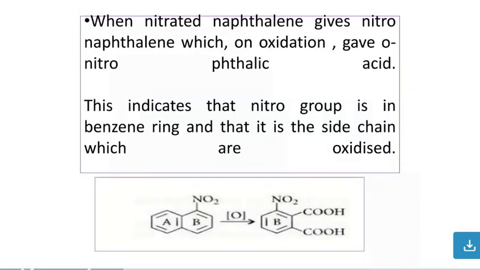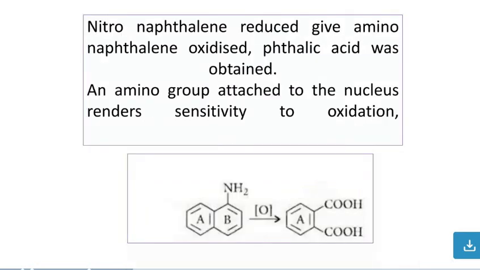When nitrated, naphthalene gives nitronaphthalene, which on oxidation gave orthonitrophthalic acid. This indicates the nitro group is in one benzene ring and the other is in the side chain, which is oxidized. So nitronaphthalene reduced gives aminonaphthalene; oxidized, phthalic acid was obtained, and the amino group attached to the nucleus renders sensitivity to oxidation.